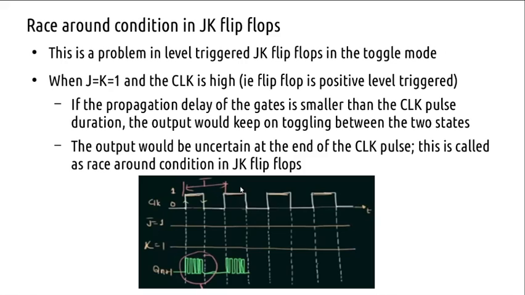a race around condition. Race around condition in JK flip-flop. Now that happens only in the toggle mode. That race around condition happens only in the toggle mode of the JK flip-flop. That is J equals K equals 1 and the clock is kept high.